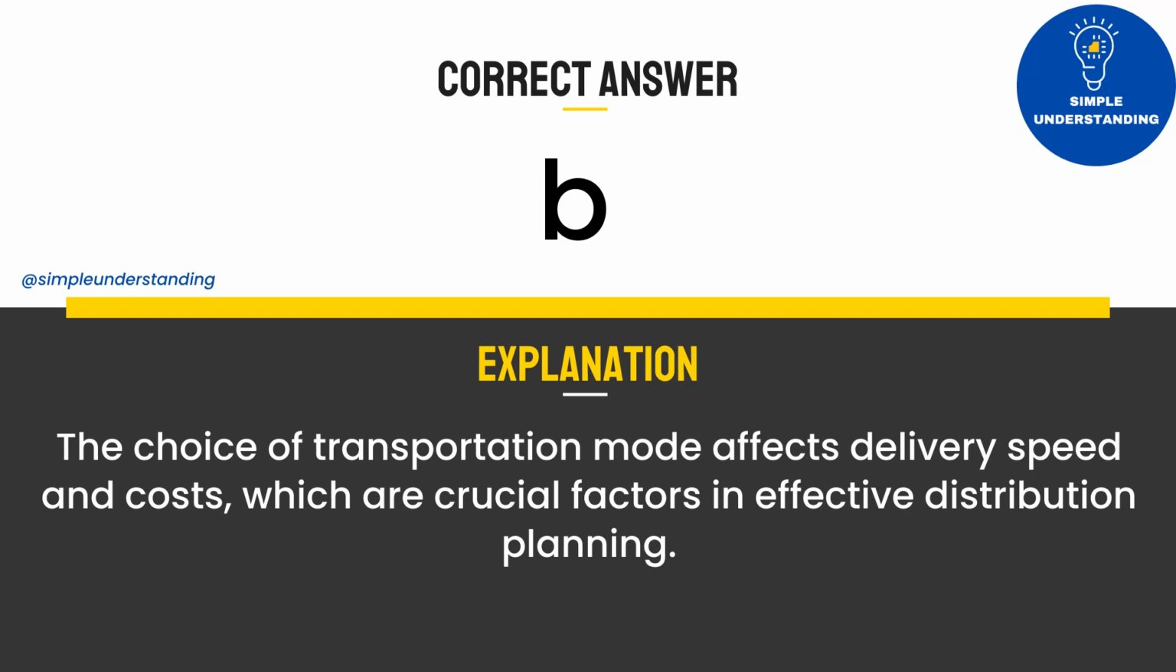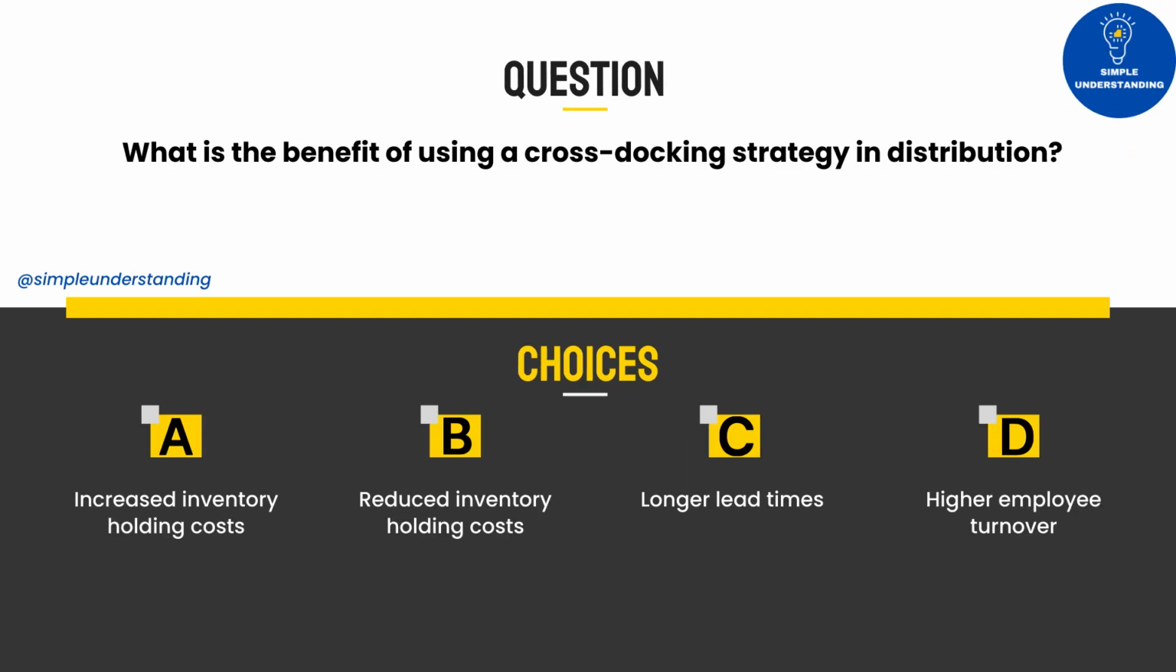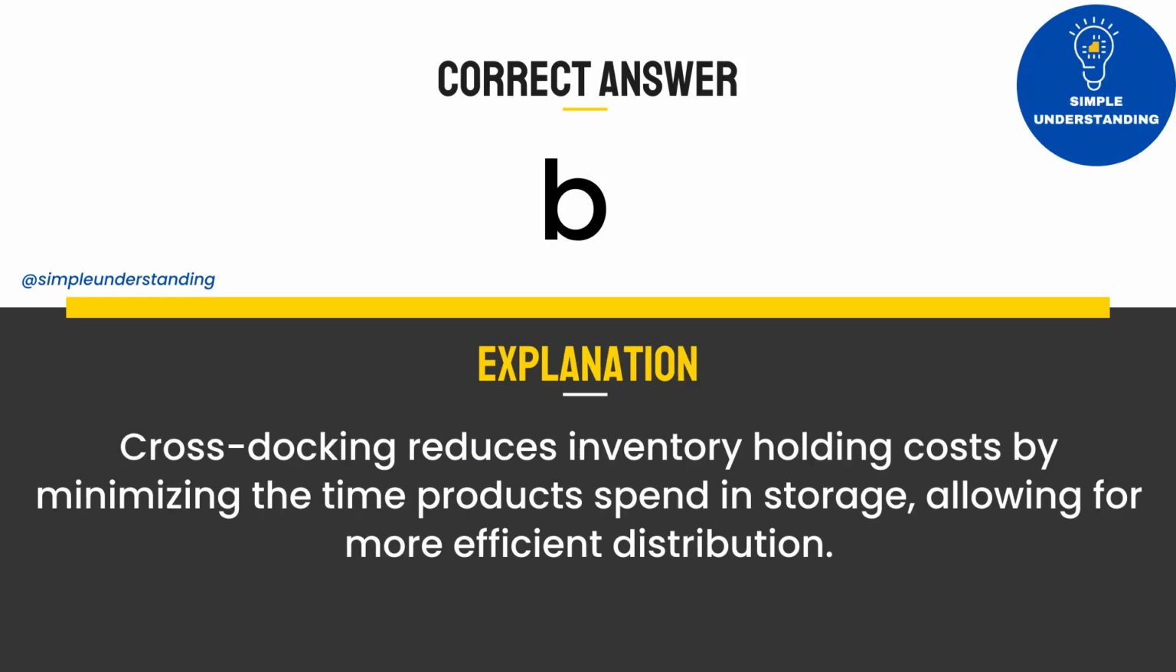The choice of transportation mode affects delivery speed and costs, which are crucial factors in effective distribution planning. 8. What is the benefit of using a cross-docking strategy in distribution? A. Increased inventory holding costs. B. Reduced inventory holding costs. C. Longer lead times. D. Higher employee turnover. Correct answer, B. Overall explanation. Cross-docking reduces inventory holding costs by minimizing the time products spend in storage, allowing for more efficient distribution.